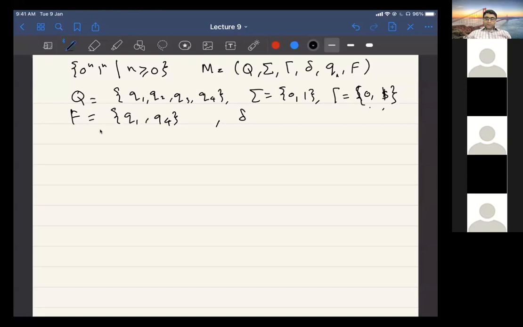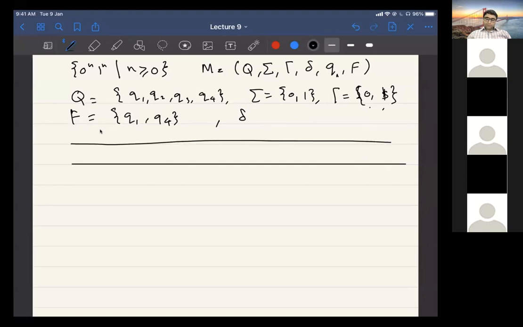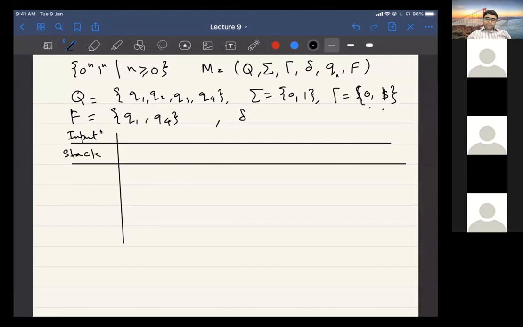So in this transition table, since we know that now we don't have to just look at the input, we also have to look at what is on top of the stack, right? So we would look at that thing as well. So this is for the input. This is for what is on the stack. And let us write all the states, Q1, Q2, Q3, and Q4.